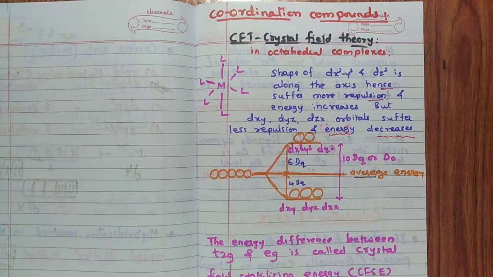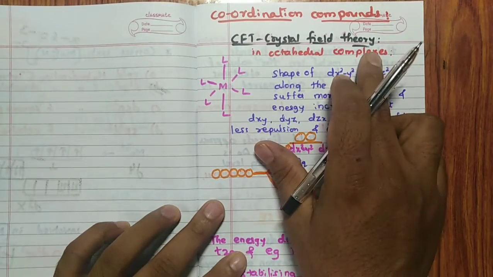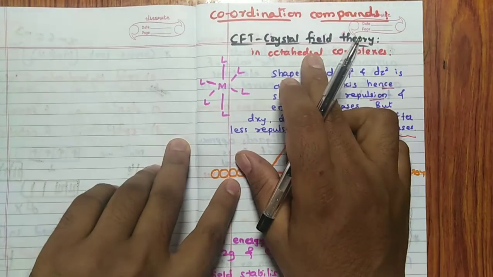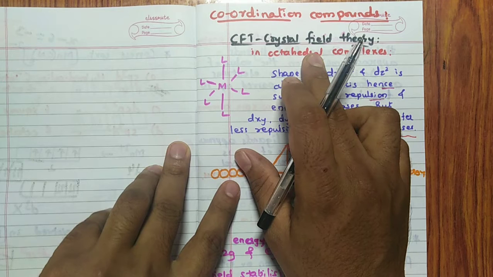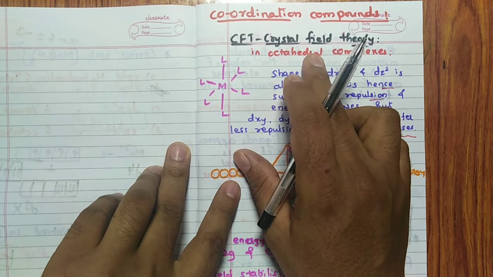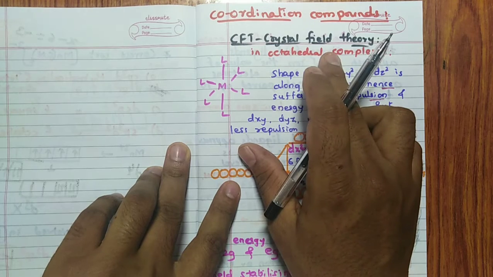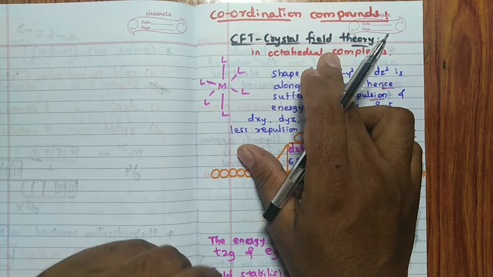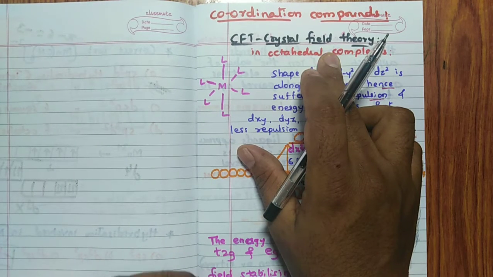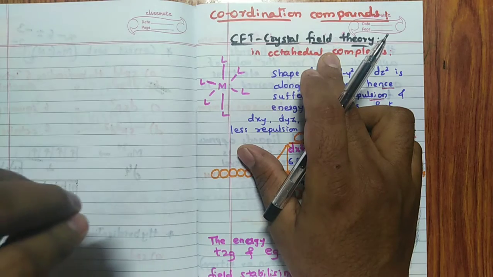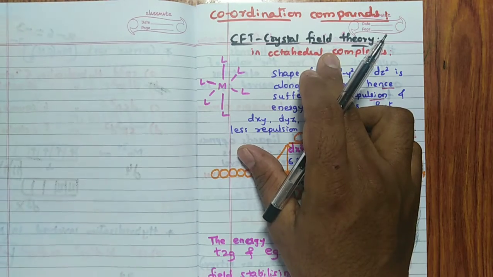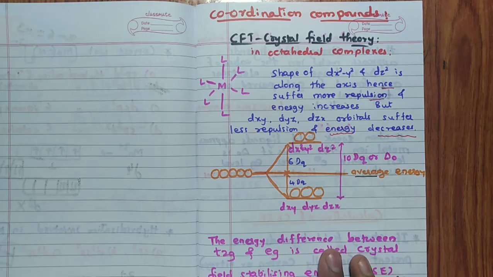Today I am going to discuss coordination compounds, lecture number 2. In the last lecture, if you remember, I discussed VBT, nomenclature, isomerism, Werner's theory, etc. The link is given in the description box. In the second lecture, I am going to take CFT, very important, crystal field theory.